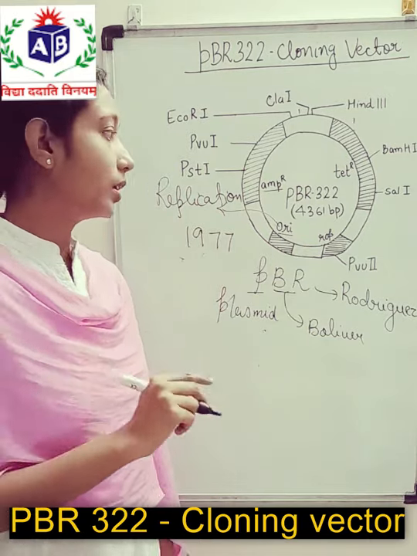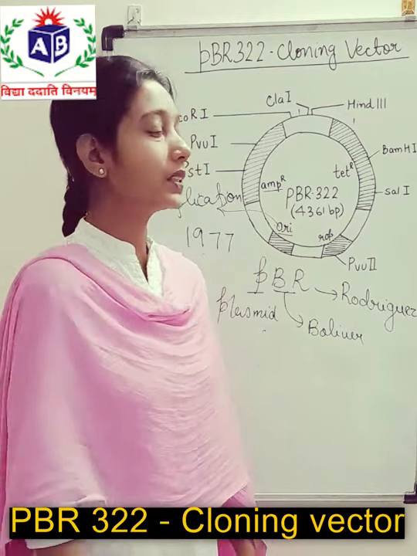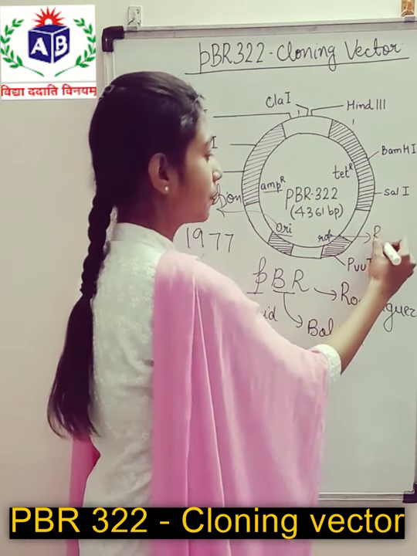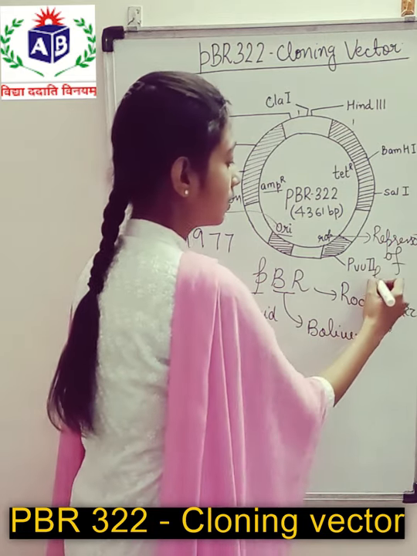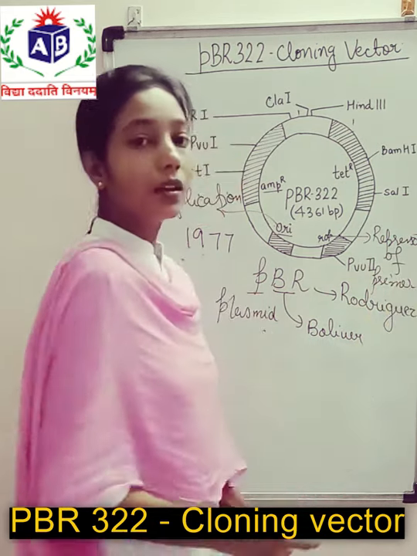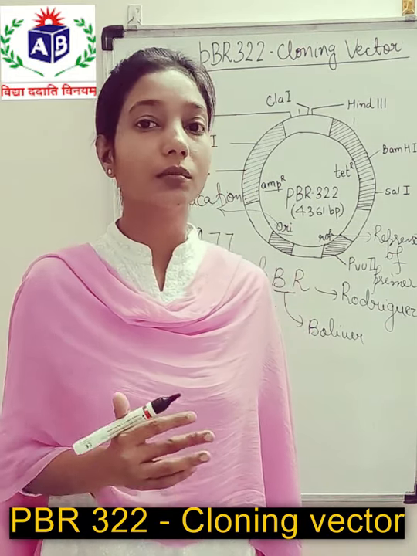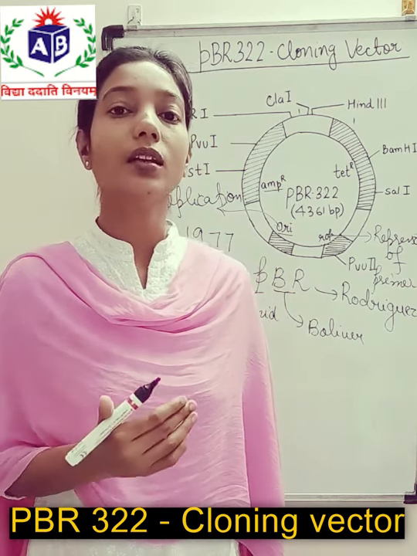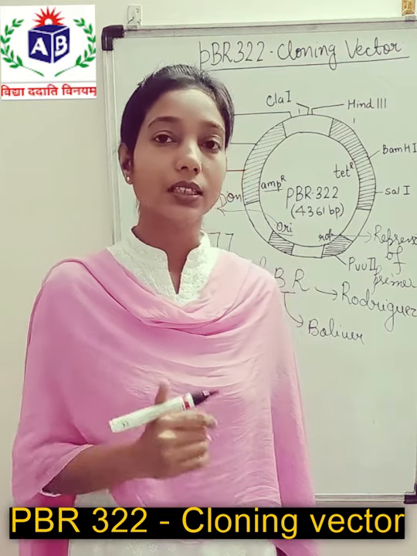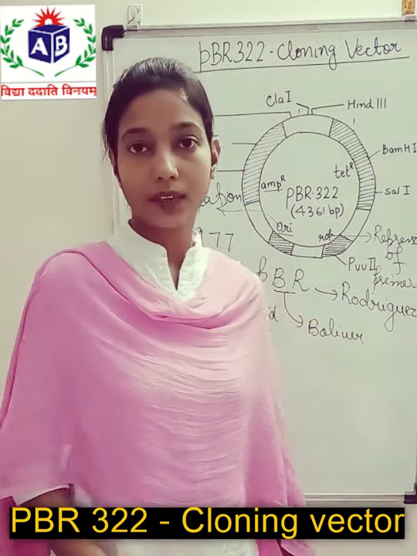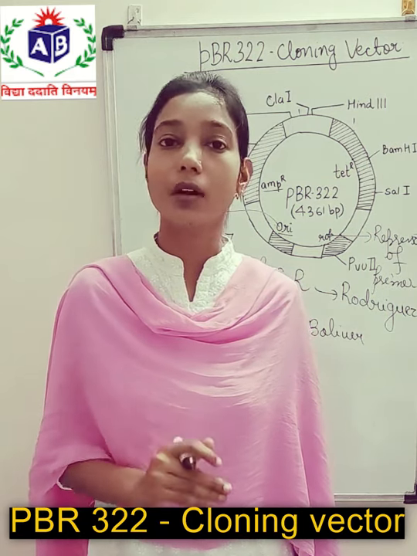The second component present in this plasmid is the ROP sequence. ROP stands for repressor of primer. This particular sequence controls the copy number of the plasmid in a bacterium, meaning in how many copies a particular plasmid will be present in a bacterium is controlled by ROP.